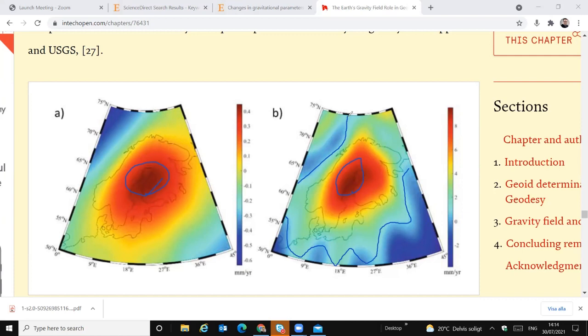But of course, land measurements with GPS are also very important, and you need to use them. It's not only with GRACE.